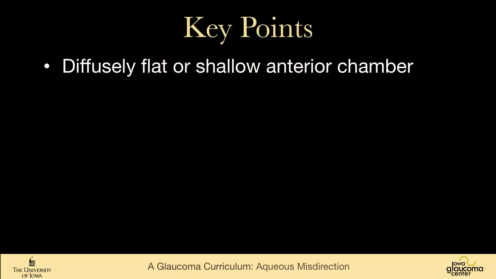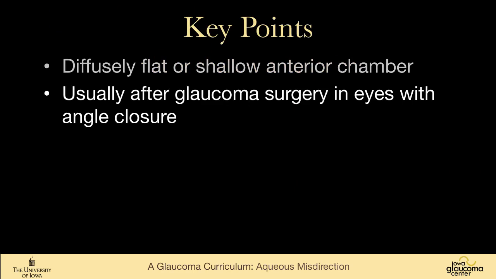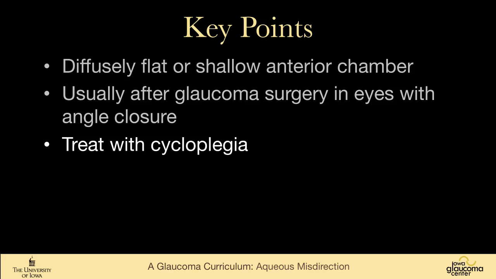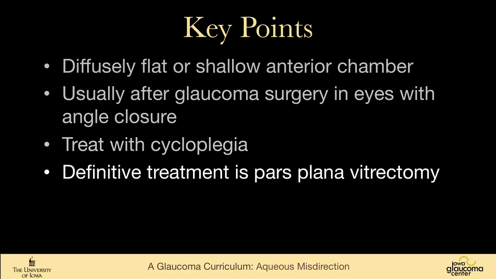So the key points: diffusely flat or shallow anterior chamber, usually after glaucoma surgery in eyes with angle closure. You treat these patients with cycloplegia, but the definitive therapy is a pars plana vitrectomy and connecting the posterior and the anterior chambers together through that compacted hyaloid face.